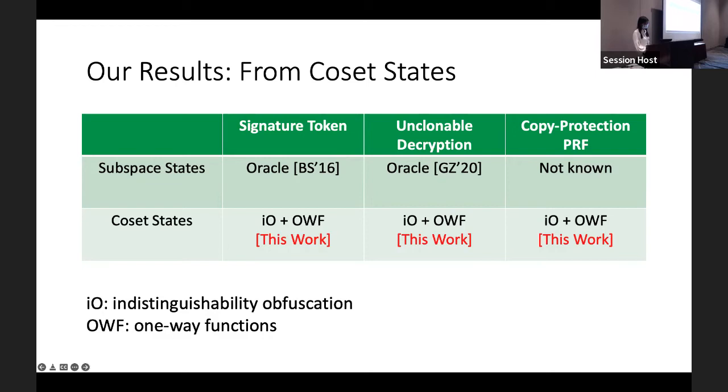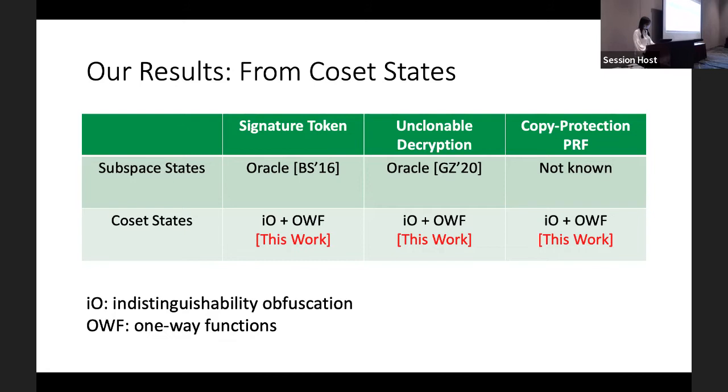the first copy protection scheme for pseudorandom functions. And that is a scheme where a user can get a quantum program that helps him evaluate a pseudorandom function, but he's not able to duplicate this functionality and ask someone else to use it together with him.